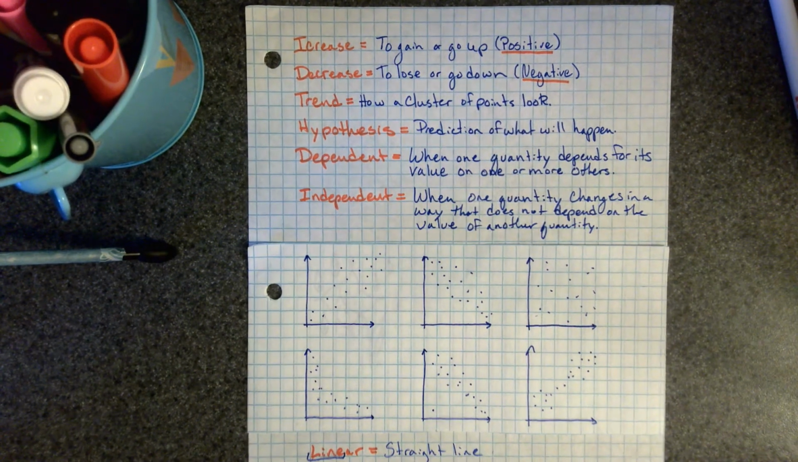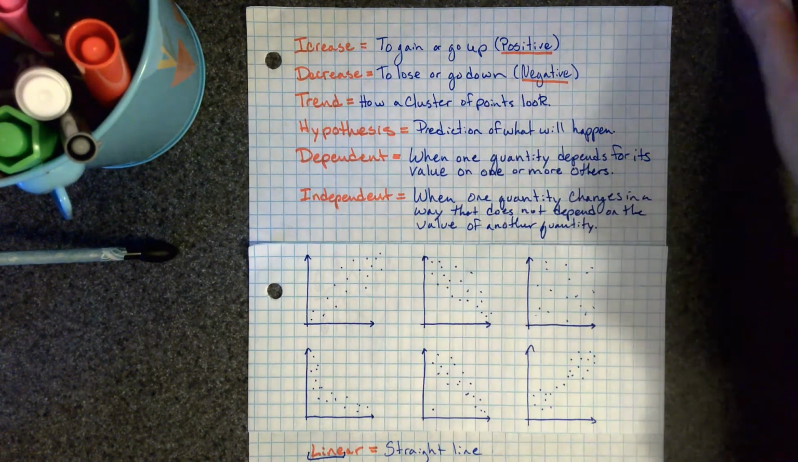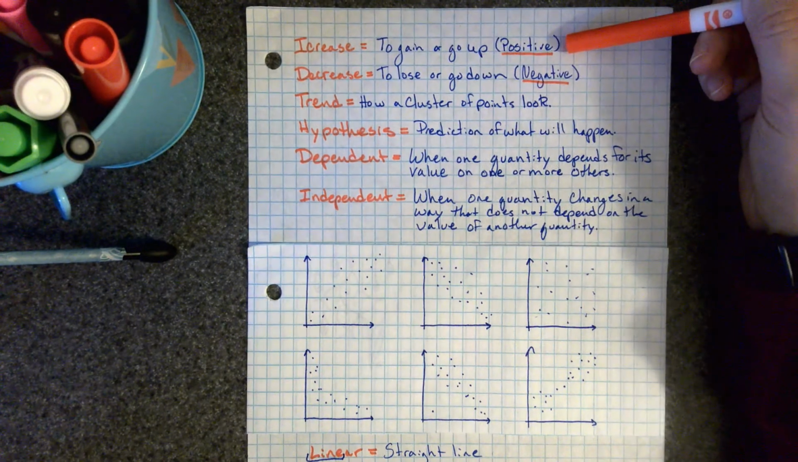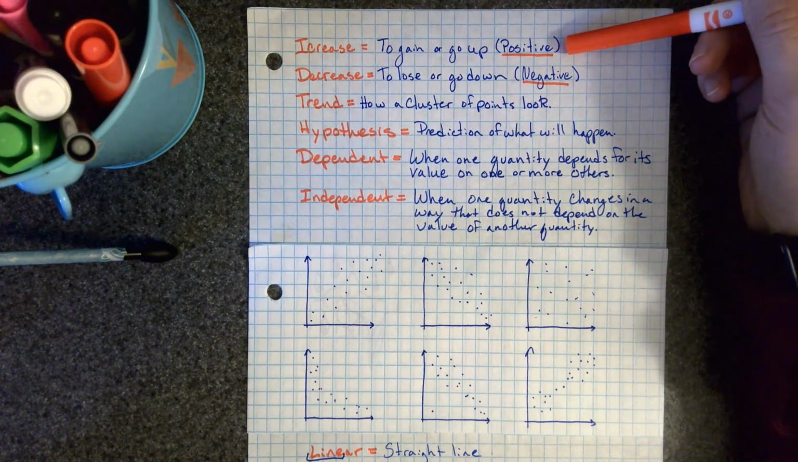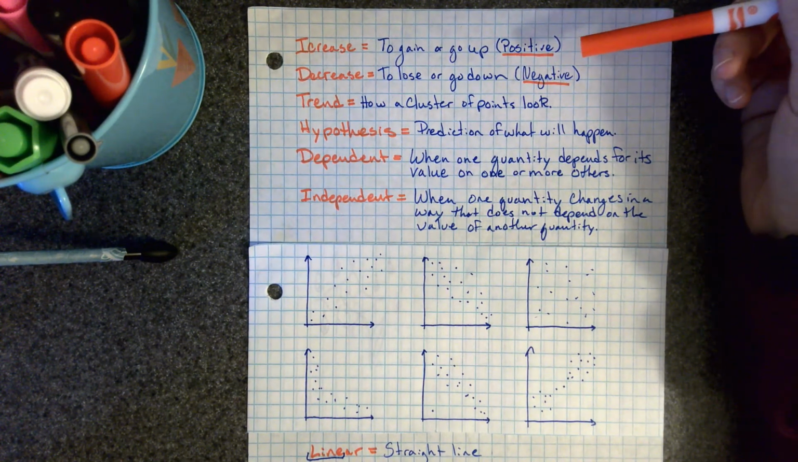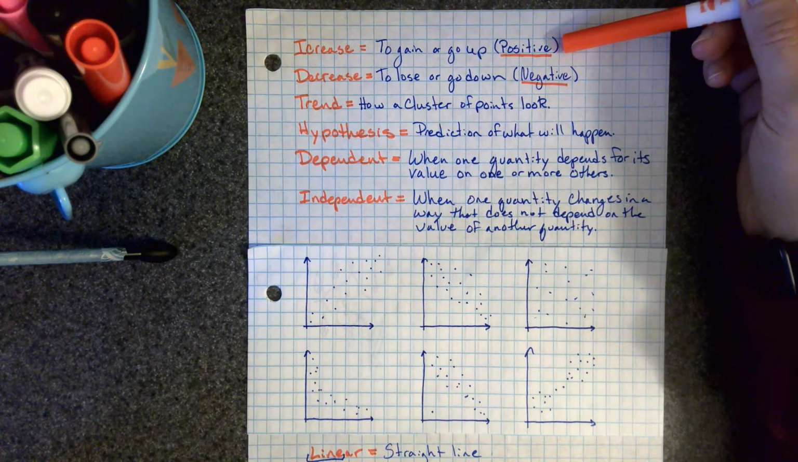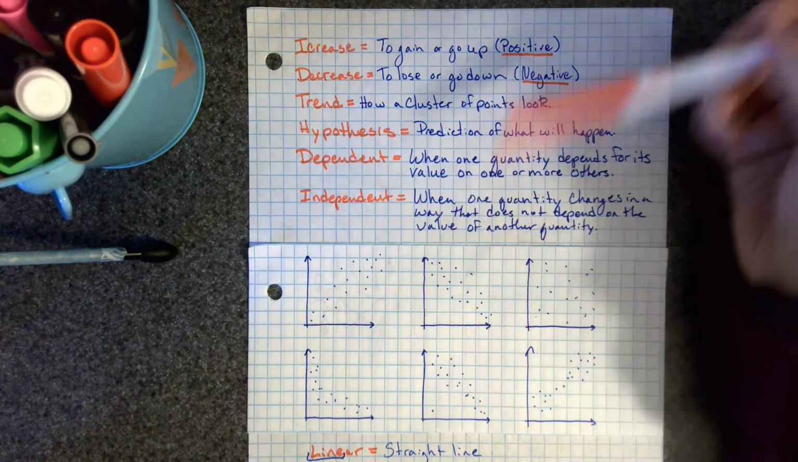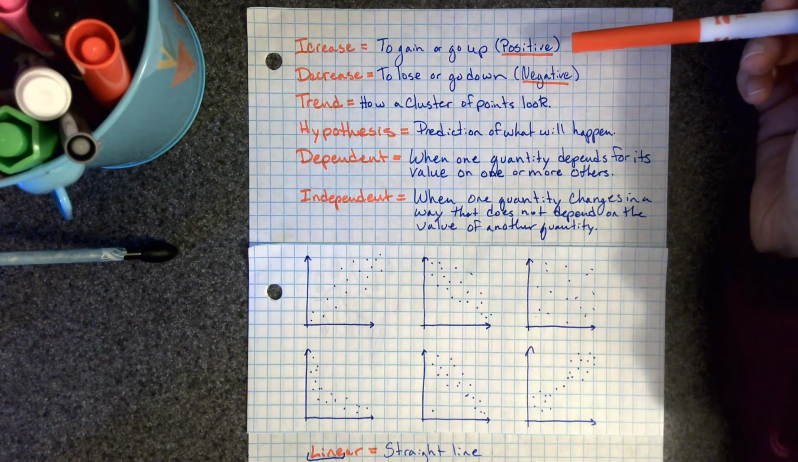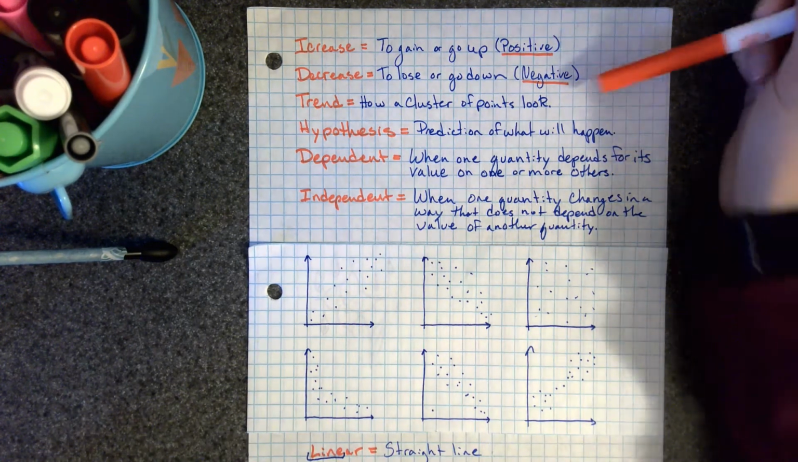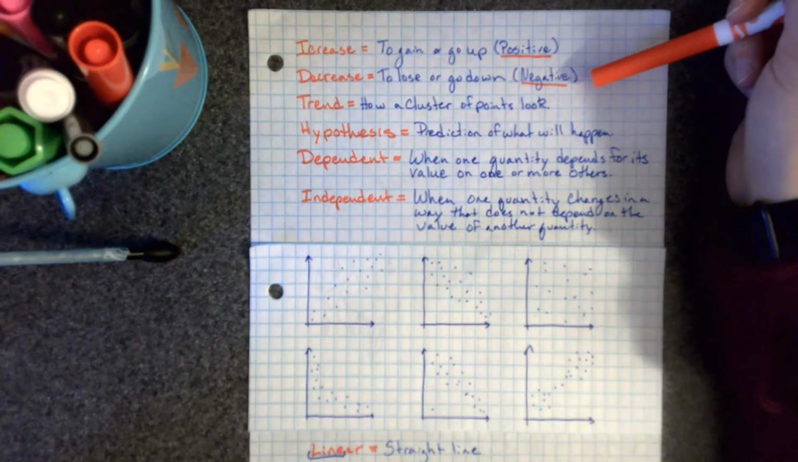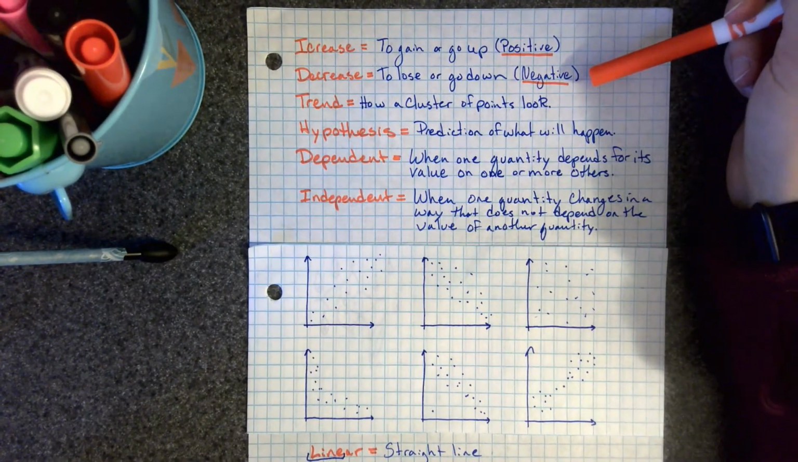So the first word we're going to be looking at today is increase. Okay, so increase should be a pretty easy one. Basically, it's to gain or go up. Pretty obvious. Another word we can use for increased is positive. So today, we're going to be taking a look at some scatter plots. And I'm going to ask you, are they increasing? Well, then they're positive. Okay, same idea for decrease. Decrease is to lose or go down. Another word for that is negative. So if we're looking at the scatter plot and you can say it's decreasing, that makes it negative.